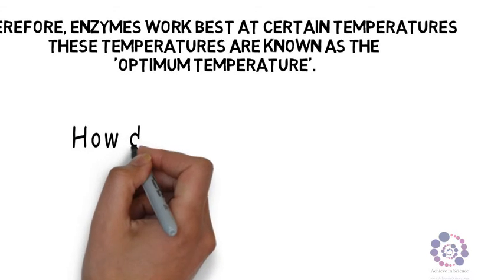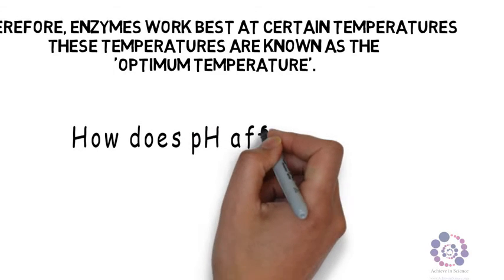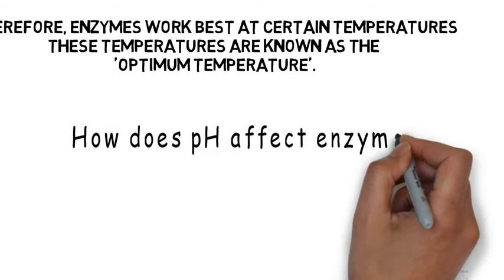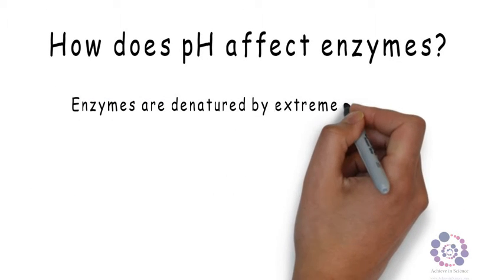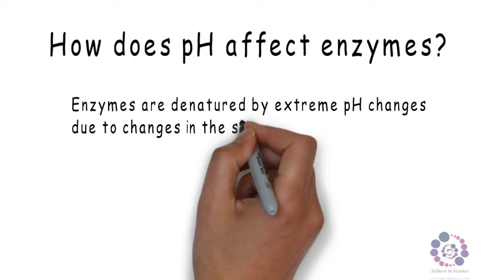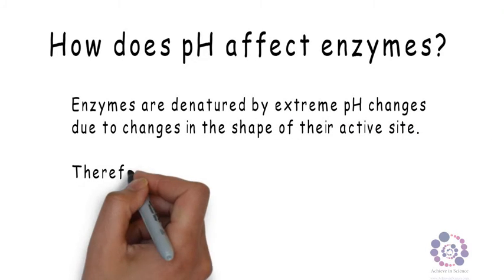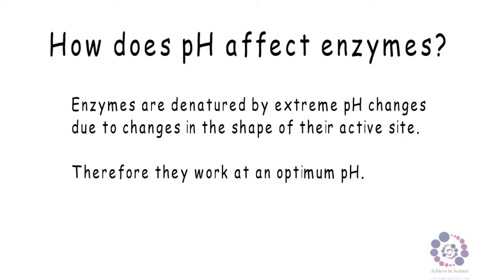Is there anything else that affects the enzyme? Well, how does pH affect it? Again, enzymes are denatured by extreme changes in pH, again due to them causing a change of the shape of the active site. And again, there is therefore an optimum pH that enzymes work best at.